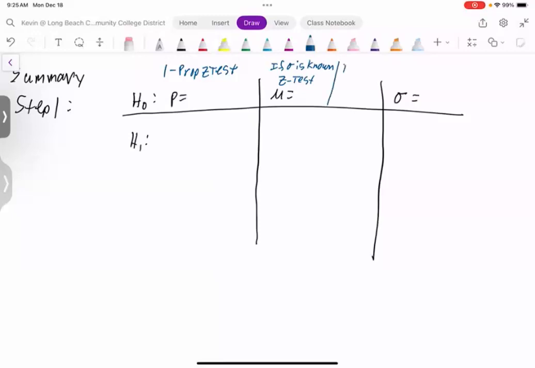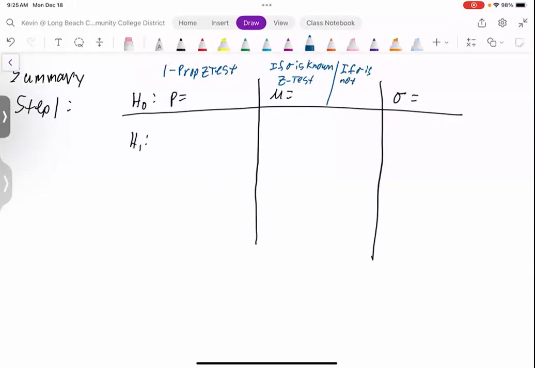And separate from that, if sigma is not known, then we're going to be using a t-test. And here, for the sigma, the population standard deviation, we don't have a test that's built in. We have to do that one manually.